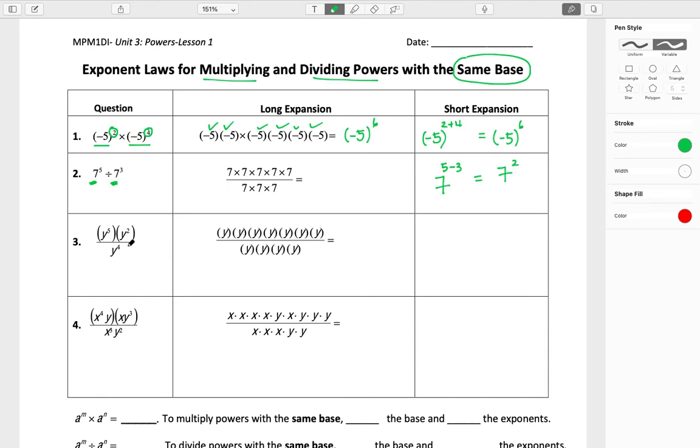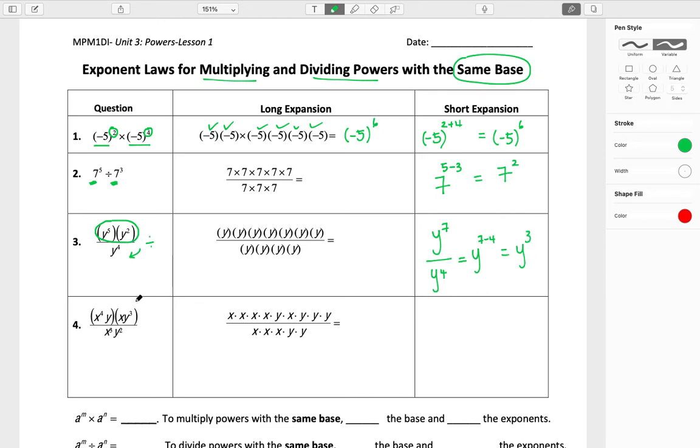Now what about number 3? It looks like the base is y. First, we could multiply and then we are going to divide. So let's simplify the numerator first. For y, it's 5 plus 2, which is 7, divided by y to the 4. Now when you're dividing, you subtract the exponents, so 7 minus 4, y to the 3.